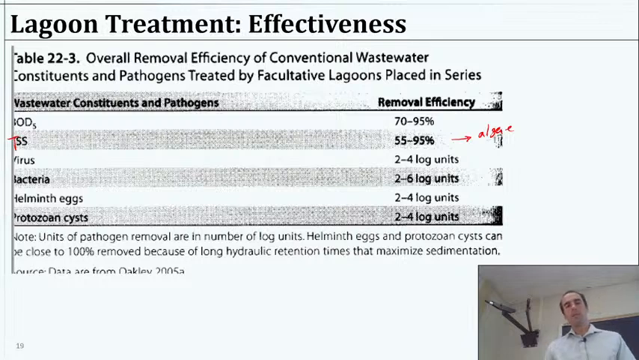Okay, so maybe we do get a little bit of virus and bacteria removal. Not confident that you'd get 100% by any means, but if it stays there long enough, if you have a really long detention time, maybe that's reasonable.